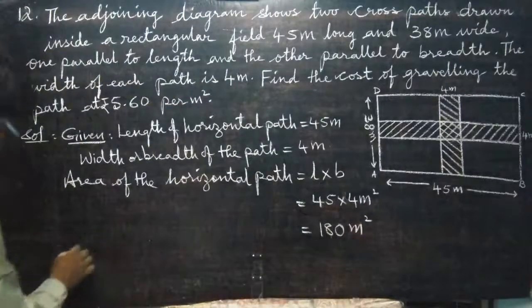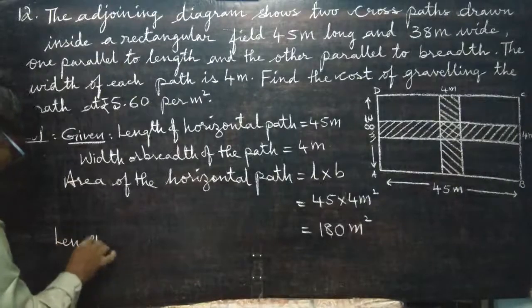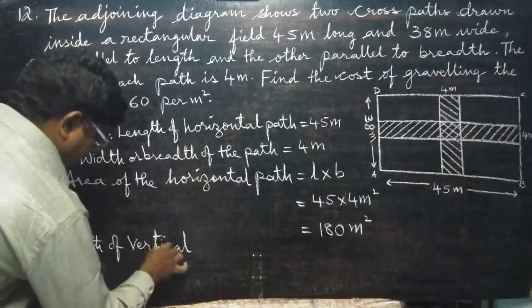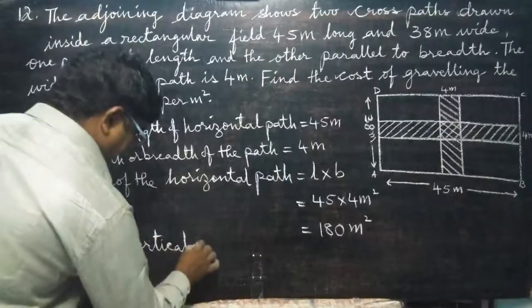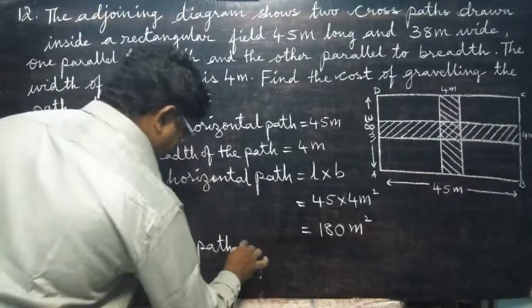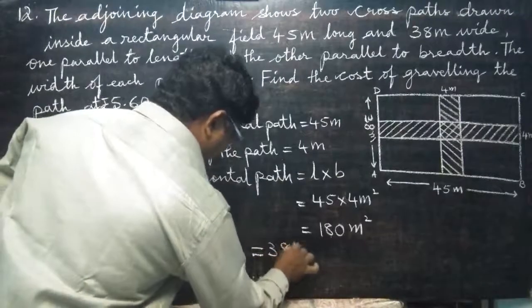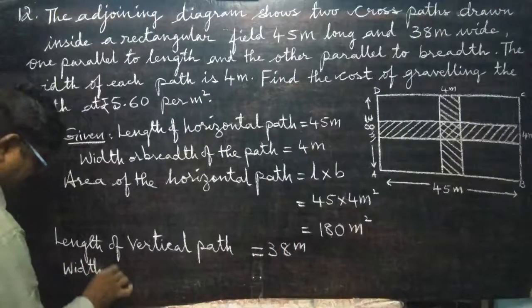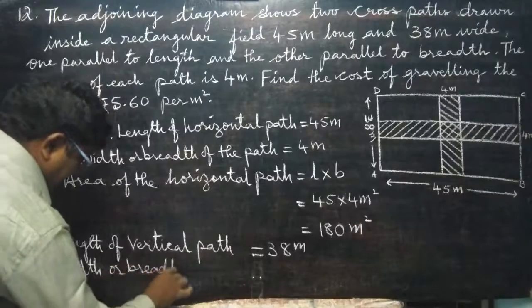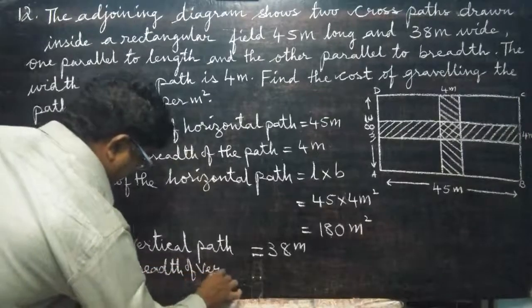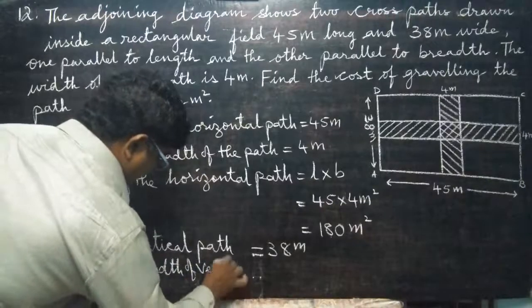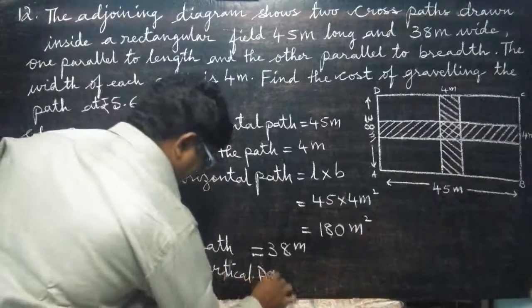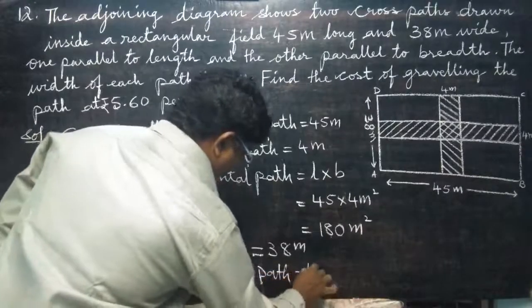Now next, length of vertical path. What is the length? 38 meters. Same width. Width is not changing, uniform. Width or breadth of vertical path, 4 meters.